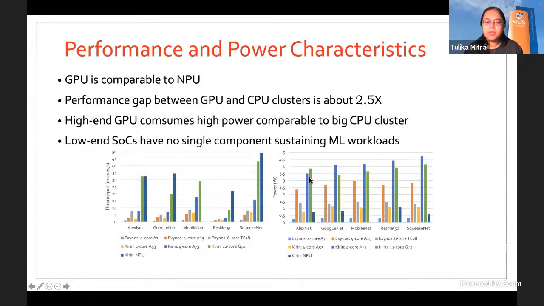But the high-end GPUs consume a whole lot of power. So you can see that their power consumption can be quite big. The NPUs are doing very good in terms of the power. In terms of the performance, they're not that different from the GPU either, again, because these NPUs are not as powerful, but they are very, very efficient. But the takeaway message from this is that low-end SoCs have no single component that can sustain the ML workloads.